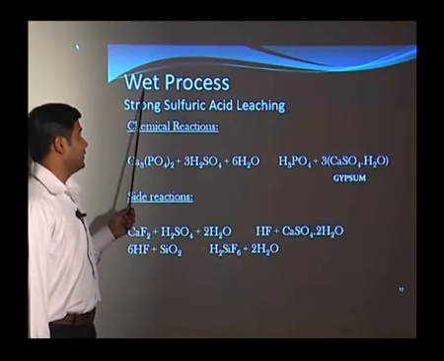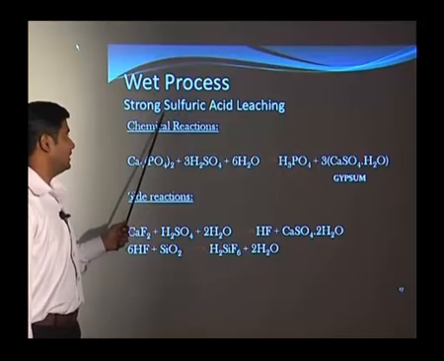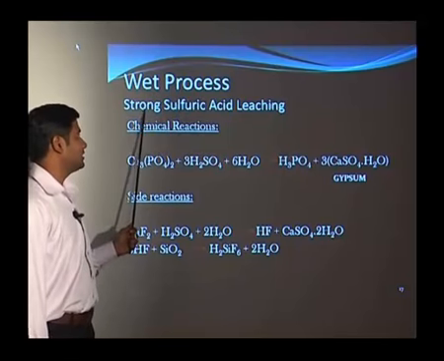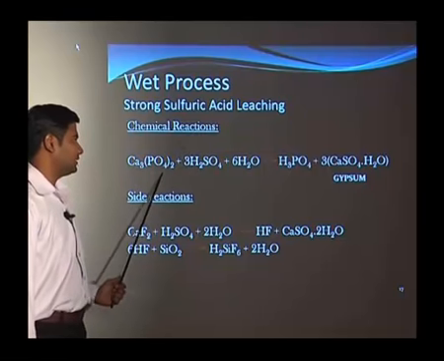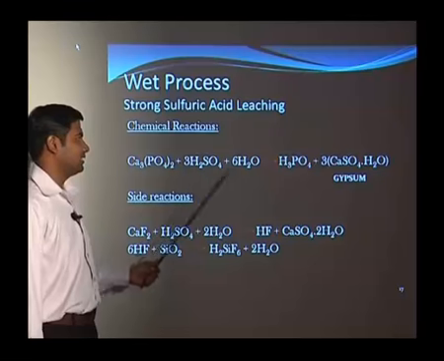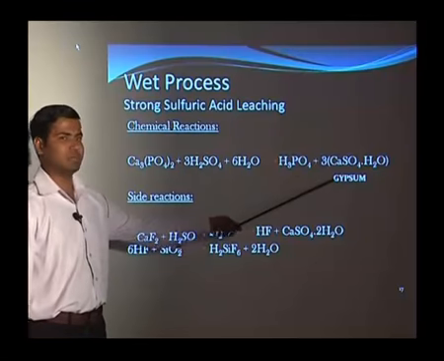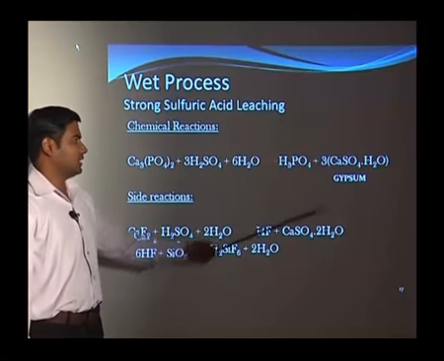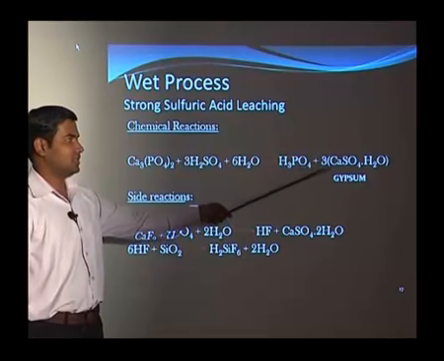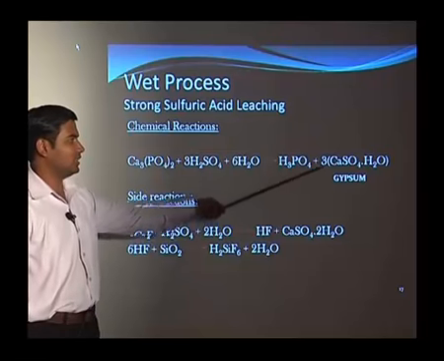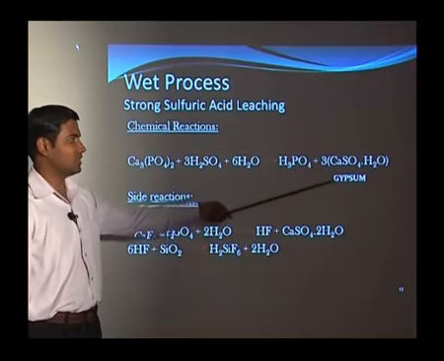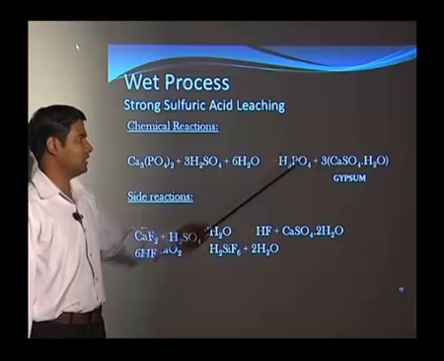If we see the wet process, and in that the leaching by strong sulfuric acid, then the chemical reaction will be: rock phosphate plus sulfuric acid gives phosphoric acid and gypsum. In this one, the gypsum we can send to the cement industry. The problem here is the filtration. We will discuss how this problem occurs in the overall reaction.